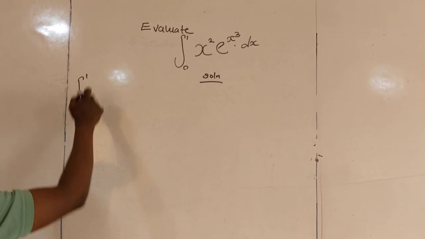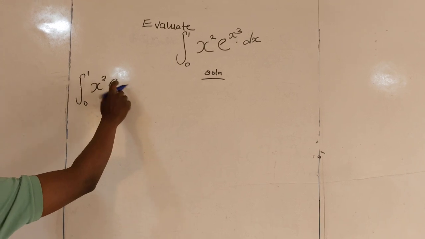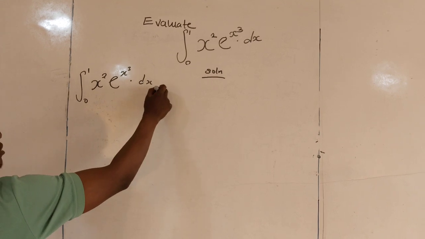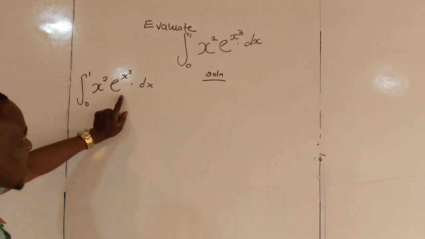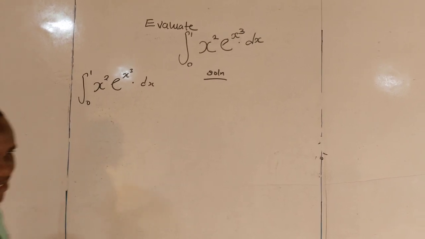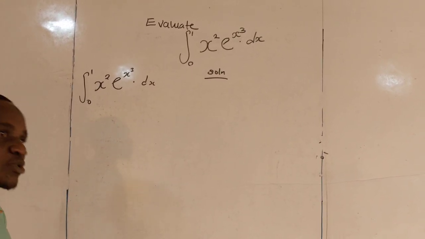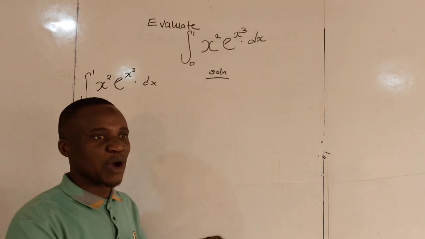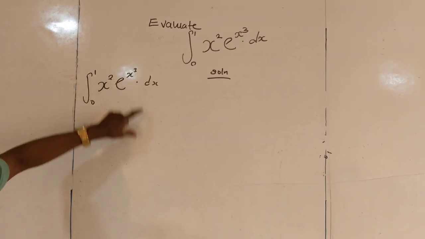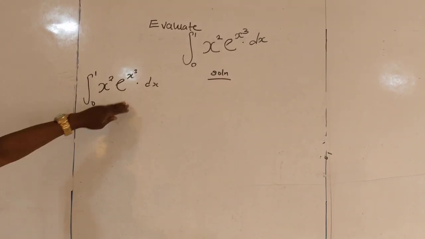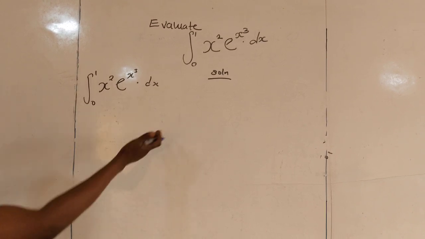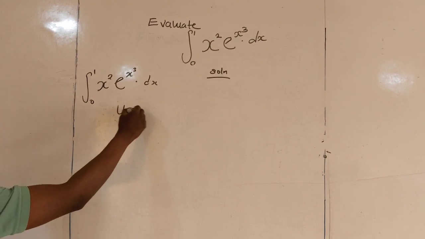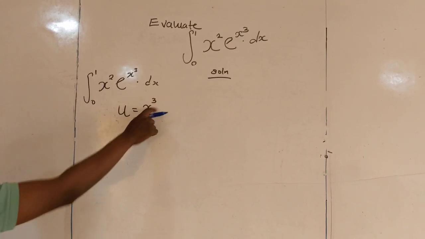Now, it ranges from 0 to 1. You have x squared e raised to power x cubed, then you have dx. First, you identify your u. In our previous lesson, we talked about integration by substitution, and I implore you to also watch our other videos on integration so that you can know more about it. So here you identify your u. My u will be x cubed, x raised to power 3.